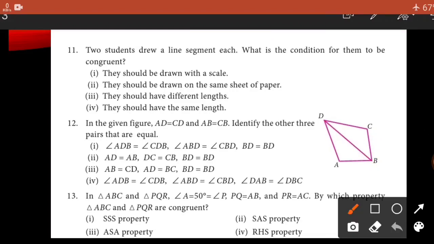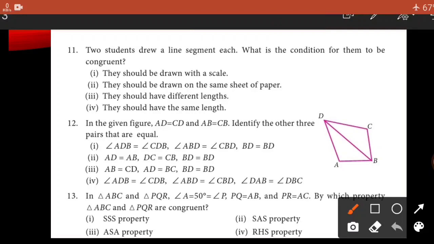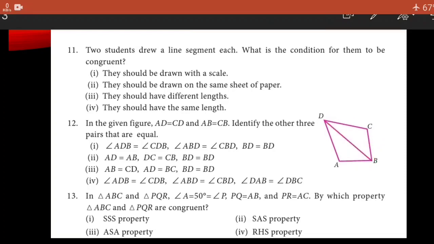So second option they have given AD equal to AB. Which one is AD? AD is this one, which is equal to AB they have given. Okay, next DC is equal to CB. Next they have given BD equal to BD. This is your second option. Okay, so the third option they have given is AB equal to CD, AD equal to BC, and BD equal to BD. This is your third option.